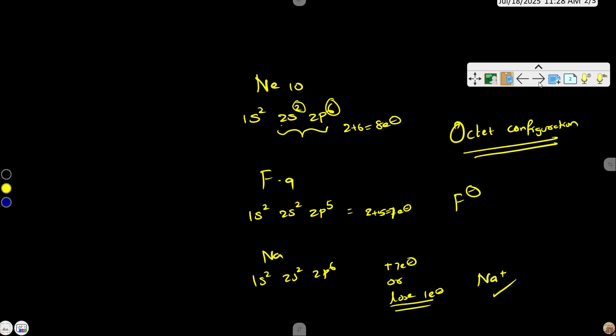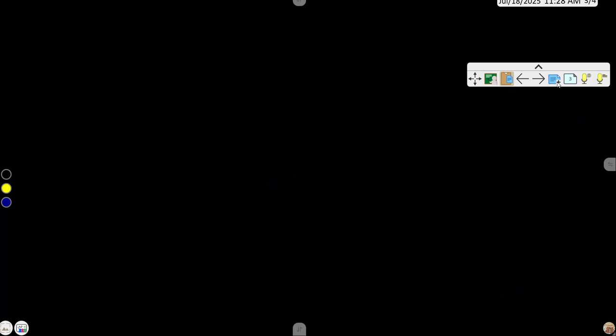Now let us draw a few Lewis symbols. First, let us take hydrogen. The configuration is 1s1. The valence electrons are 1. So when the valence electron is 1, you have to put a single dot next to hydrogen. That's all. This is your Lewis dot structure for the hydrogen atom.